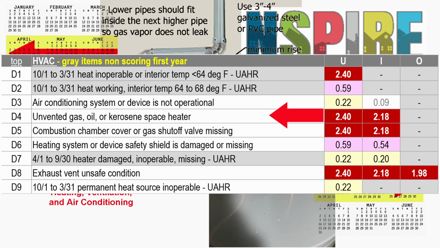Deficiency 4, there's an unvented gas, oil, or kerosene space heater. Deficiency 5, combustion chamber cover or gas shutoff valve is missing. Deficiency 6, heating system or device safety shield is damaged or missing. Deficiency 7, it's April 1st to September 30th, and a heater is damaged, inoperable, or missing. Deficiency 8, an exhaust vent is in unsafe condition. Deficiency 9, it's October 1st to March 31st, and a permanent heat source is inoperable.